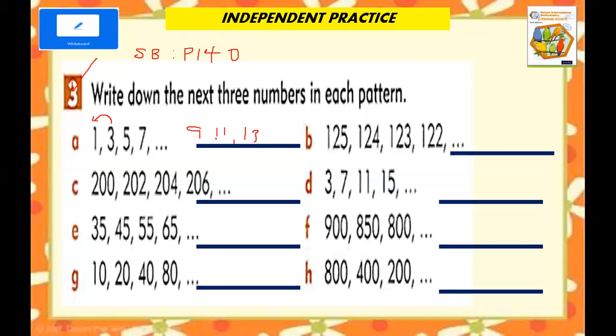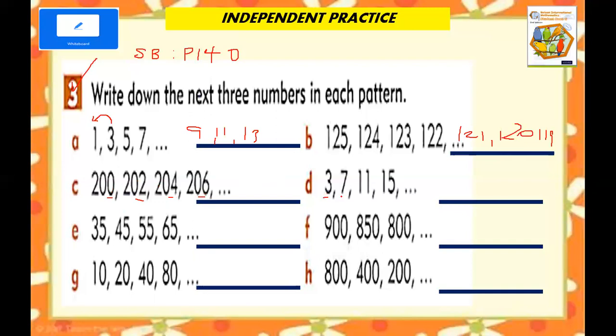Okay. Now let's, okay, letter B, it's very easy. 125, 124, 123, 122. What will be the next? So that means it is only subtracting by 1 each time. So it will be 121, 120, and 119. Okay, now how about this? It is very obvious, 0, 2, 4, 6. So that means 206, 210, and 212.